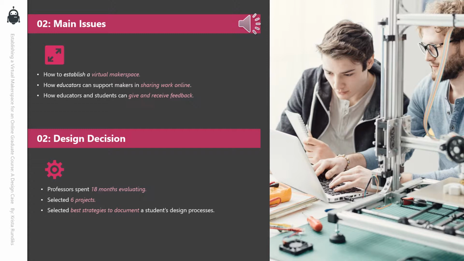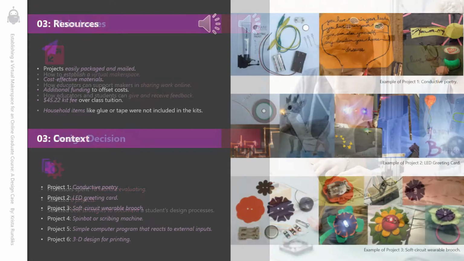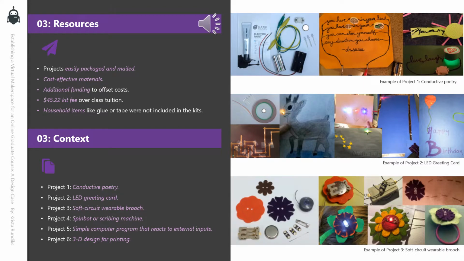They felt these were best suited towards an online learning environment and also selected the best strategies for students to document their design processes. The 6 makerspace projects that were chosen could be easily packaged and mailed to students and were cost-effective when purchased in bulk and redistributed. The professors also applied for additional funding to offset any other costs outside of regular semester tuition. There was an additional $45.22 for a kit fee.